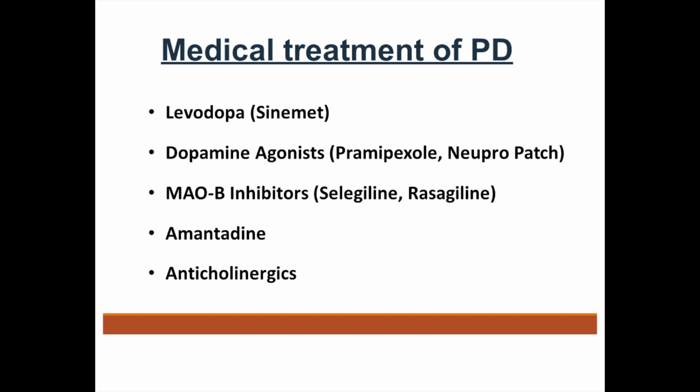Amantadine, to this day, we don't know why it helps patients with Parkinson's. There are many theories, but that's beyond the scope of this talk. And anticholinergics also indirectly increase the amount of dopamine. Examples of anticholinergics are medications such as Artane or trihexyphenidyl.